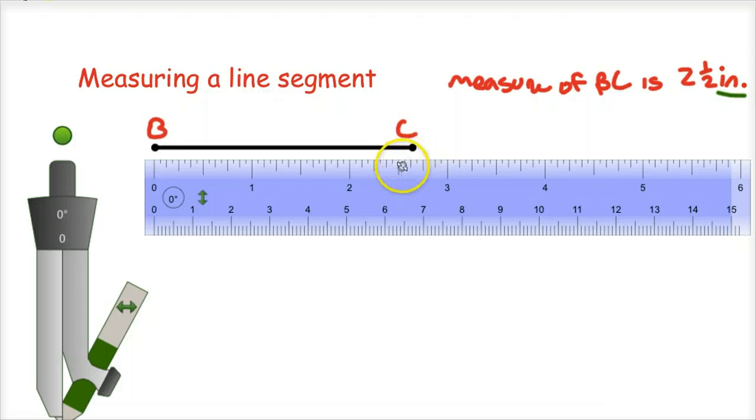So now line segment BC actually looks like it's 2, and that's a little bit farther than 1/2. And that would be the 16th, and that would be the 8th. So how many eighths is that? Well, that's 1/8, 2/8, 3/8, 4/8 is 1/2, and 5/8. So now BC is 2 5/8 inches long, right?